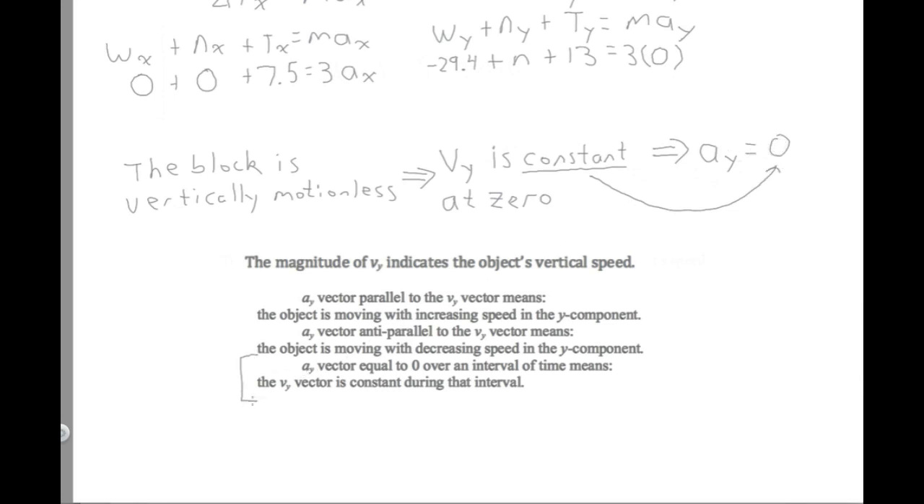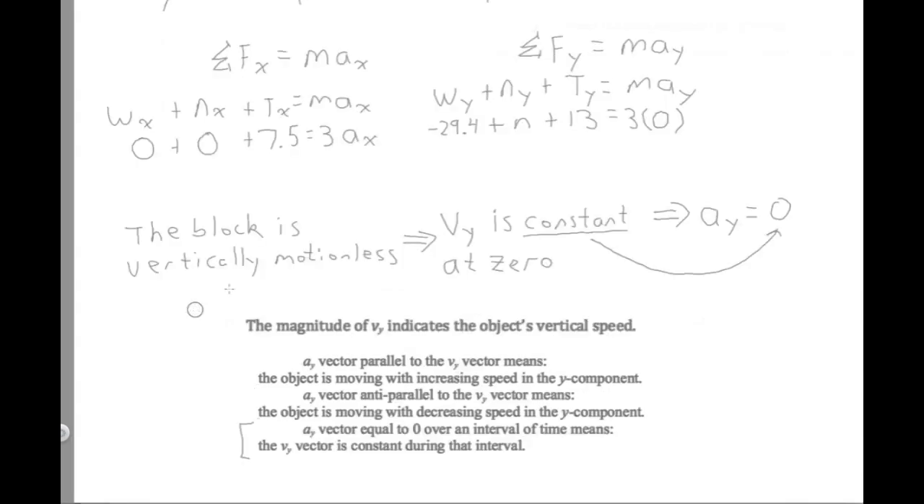Here's the rule that we're using. When the v sub y vector is constant during an interval, that's when the a sub y vector is 0. The acceleration tells you how the velocity is changing. So when the velocity is not changing, the acceleration is 0. Okay, so when the block is vertically motionless, that really does mean that the vertical acceleration is 0, but the logic and the thinking there is more complicated and subtle than you might have thought. Velocity and acceleration are difficult and subtle concepts. These rules in particular take a lot of practice for students to internalize.